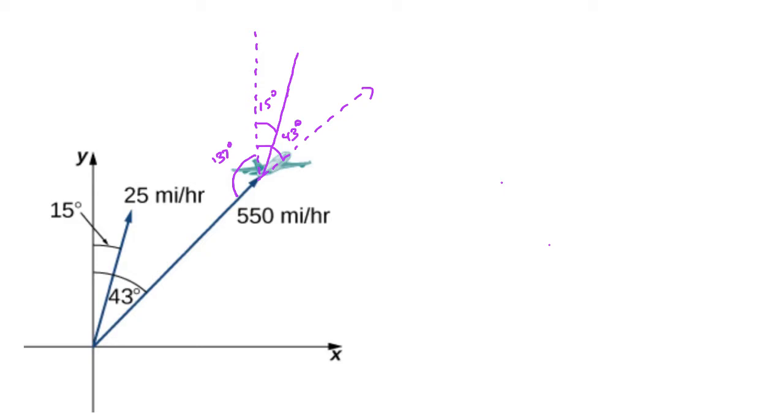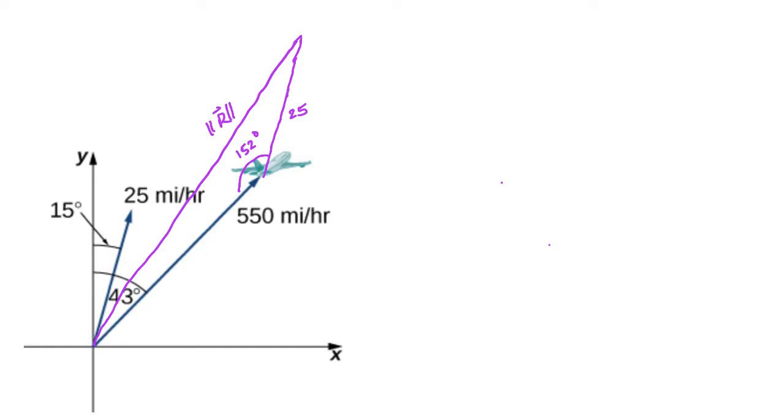So the angle between our wind vector and our velocity vector is just the sum of the 137 and the 15 degrees, so we have a value of 152 degrees. Now if we put in our resultant vector, we find a picture that looks something like this.